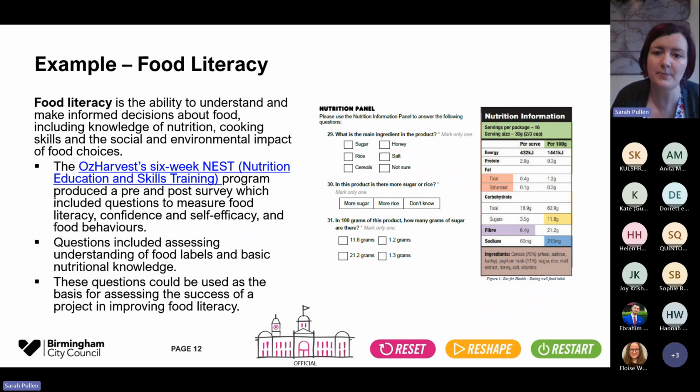There's also questions about whether there's more sugar or rice in the product, and how to interpret the per serving and per 100 grams measures of how many grams of sugar are in there. So as I said, this is just a nice standardized way to explore whether somebody does understand food labeling and other measures around food literacy too.